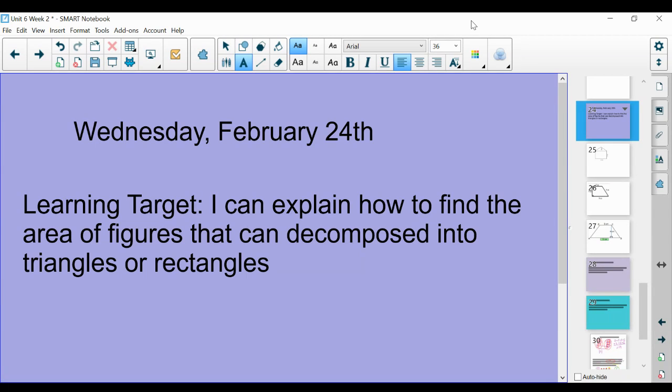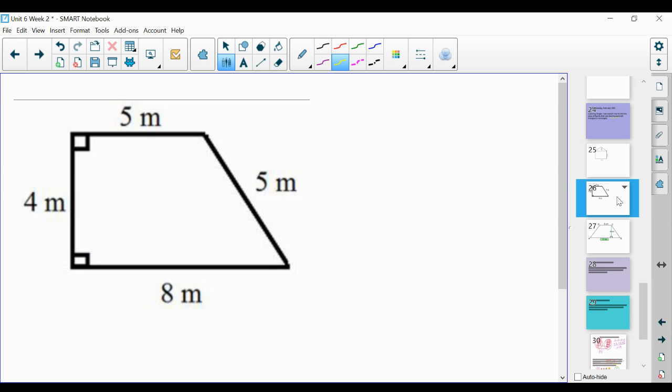Okay, today we are going to work on finding the area of figures that can be decomposed into triangles and rectangles, triangles and squares. Remember from yesterday, this word just means that we are going to break these figures into pieces. We don't have a formula that's going to work for the whole figure. So I'm going to skip to this one and we're going to start working on this.